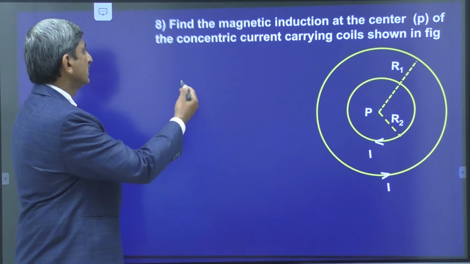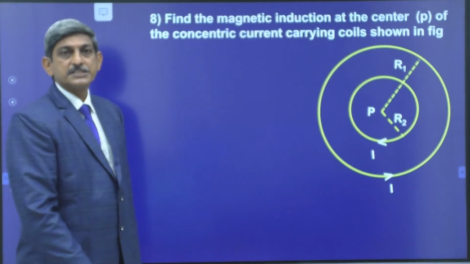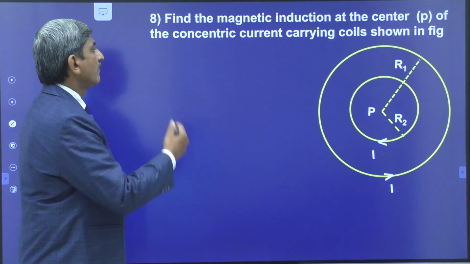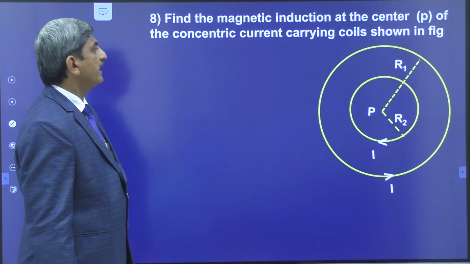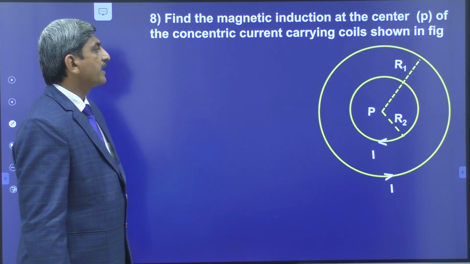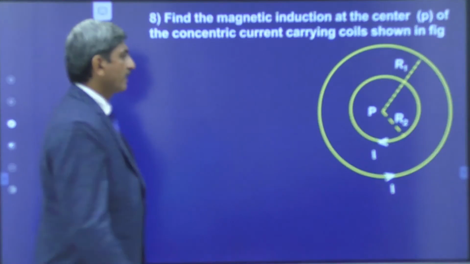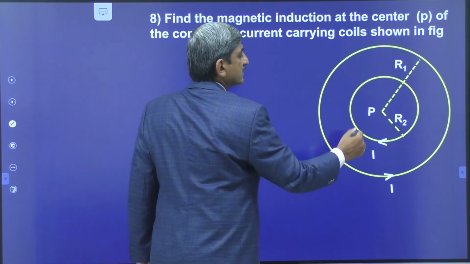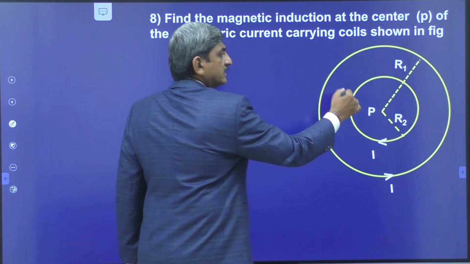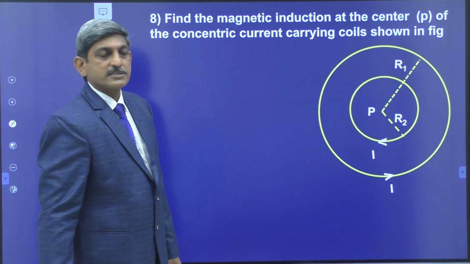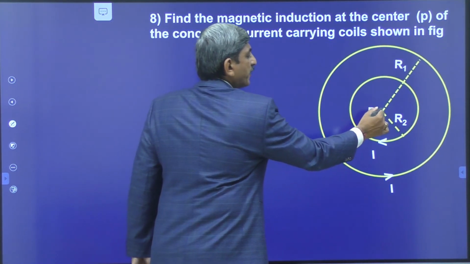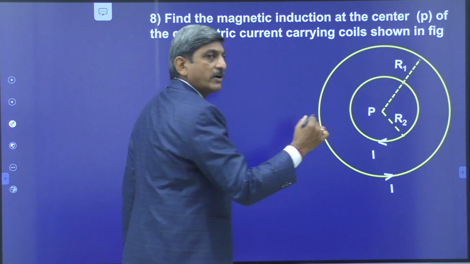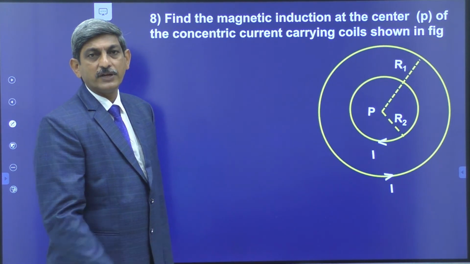Now come to the next model, that is the circular coil. Find the magnetic induction at the center P of the concentric current carrying coils shown in the figure. Here two coils are given for us. P is the concentric center of the two coils. At this point P, due to these two coils, we want to determine the magnetic field.